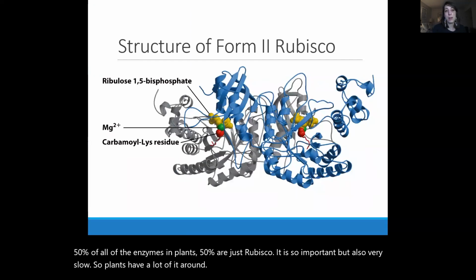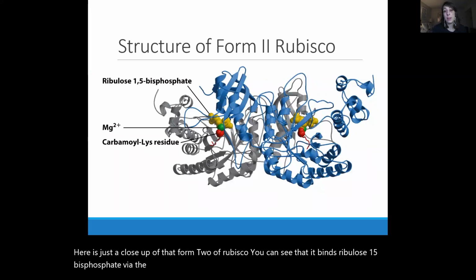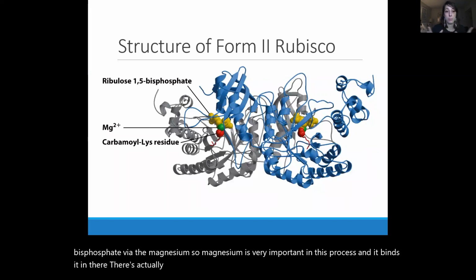Here's just a close-up of that Form 2 of Rubisco. You can see that it binds ribulose 1,5-bisphosphate via the magnesium. So magnesium is very important in this process, and it binds it in there. There's actually 2 per this Form 2 that bind into the pockets of the Rubisco.